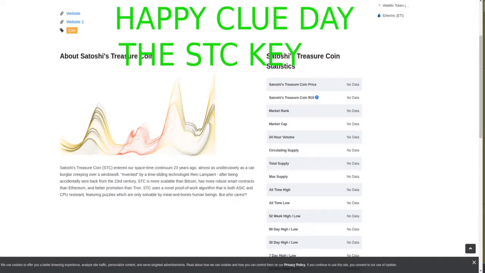This clue is a little different. I can say that. It's called the STC Key. And let's get into it. So, this particular clue is very unique.